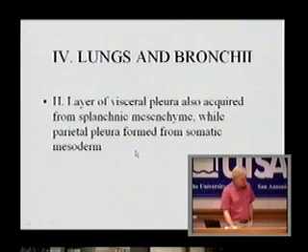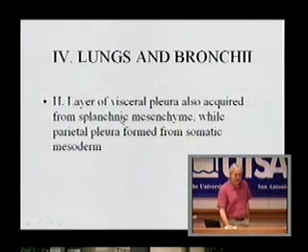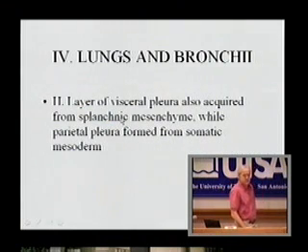So the layer of the visceral pleura is acquired from the splanchnic mesenchyme. So splanchnic meaning viscera, so it's going to be the mesenchyme that will form the surface layer of the viscera or the organs, such as the lungs. But the parietal pleura is forming, it's lining the body wall, so that's going to form from the somatic mesoderm.